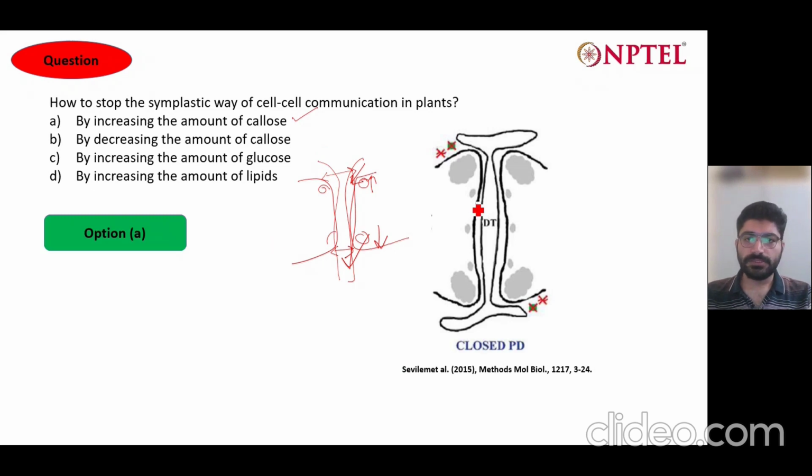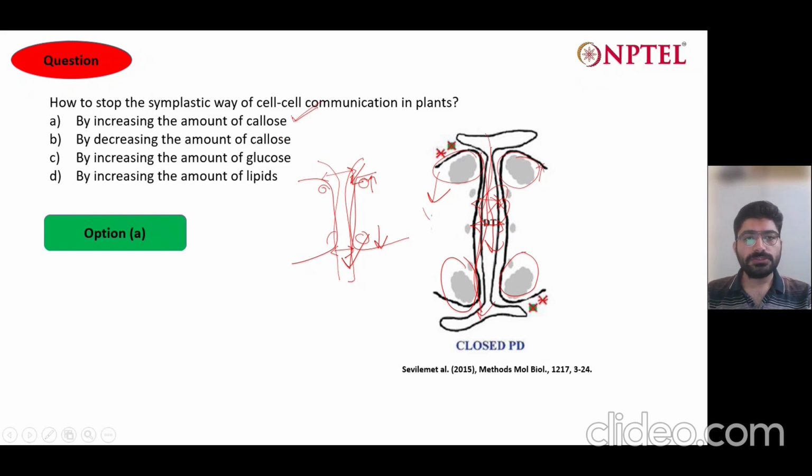So this is what I explained just now. This is the smooth endoplasmic reticulum forming the plasmodesmata, and this is the cell wall of the plant cell. And this gray thing is the callose that helps in managing the size exclusion limit of the plasmodesmata. So if we increase the amount of callose, this opening will decrease and the symplastic movement will be stopped. And if we decrease the amount of callose, then this will increase the size limit of the plasmodesmata, and the molecules can easily move from one side to another. So the correct answer is option A.